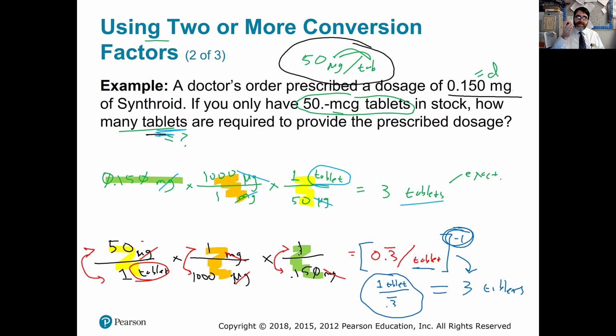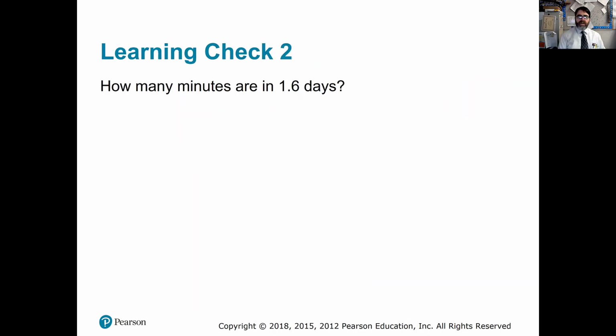But like I said, it doesn't matter which of these you start with. You could have started with the tablets like this and then done these 2 conversion factors, which would have been the same as the orange and green one down here, again, after we did that red flip, and you end up at the same answer. On the next one here, we're asked to do 1.6 days is how many minutes.